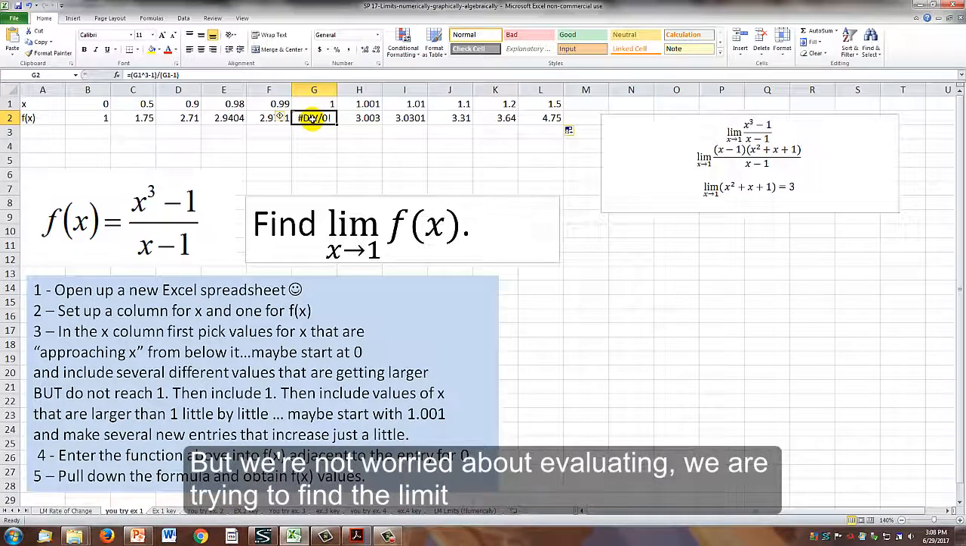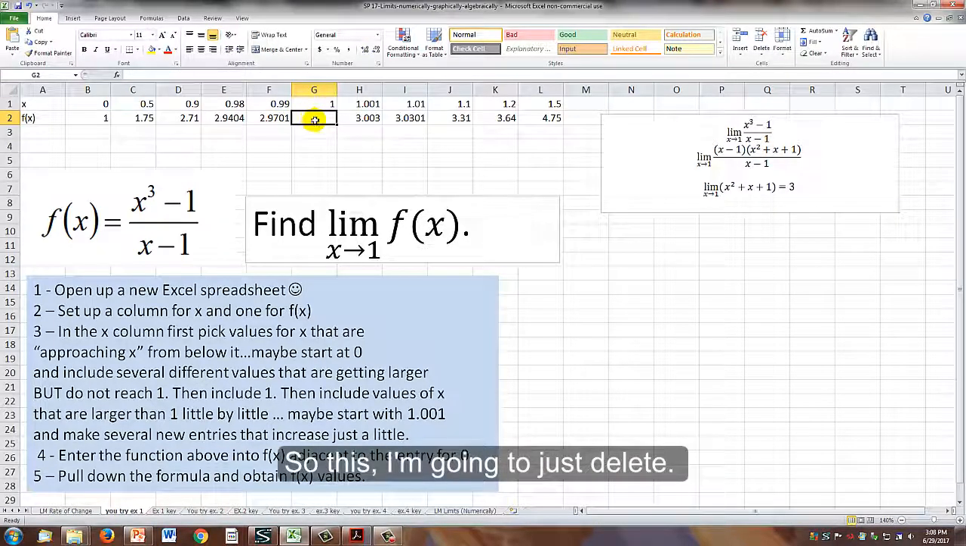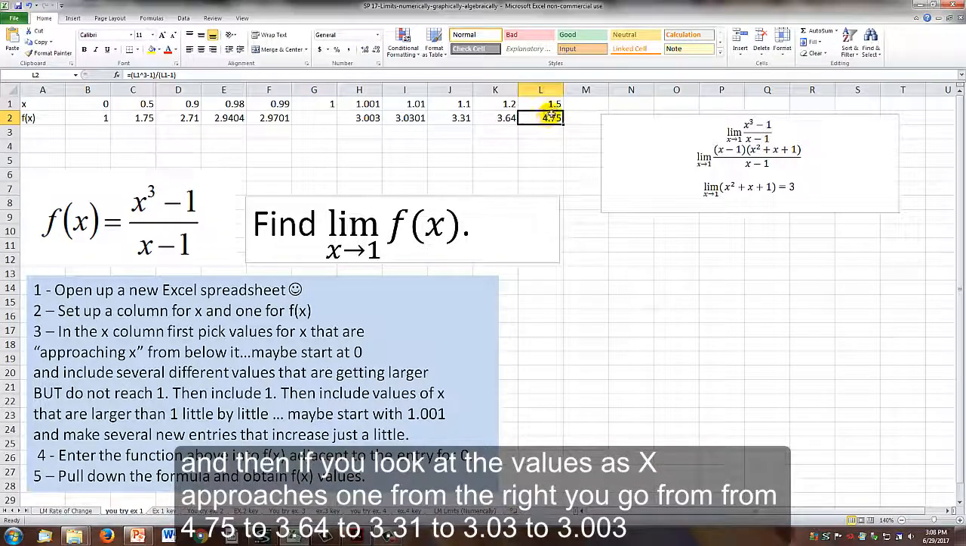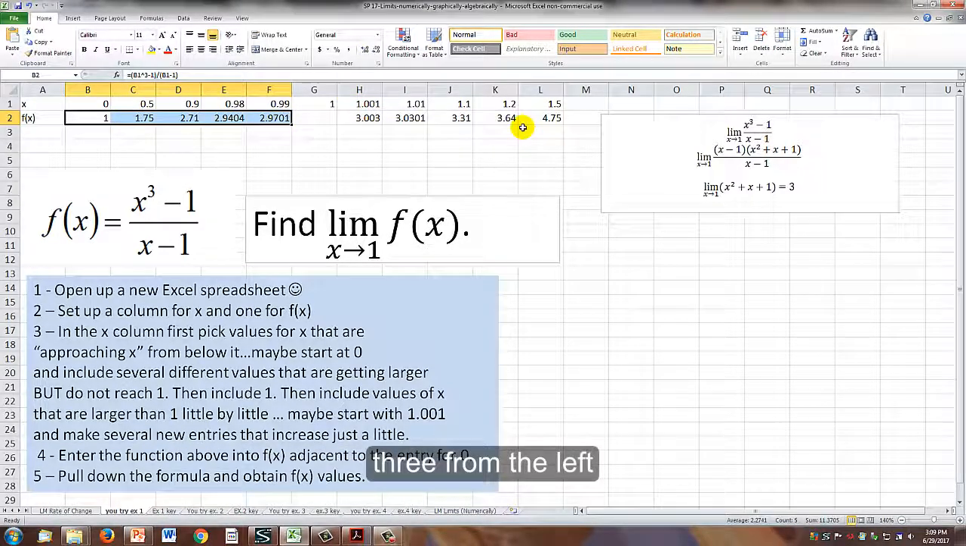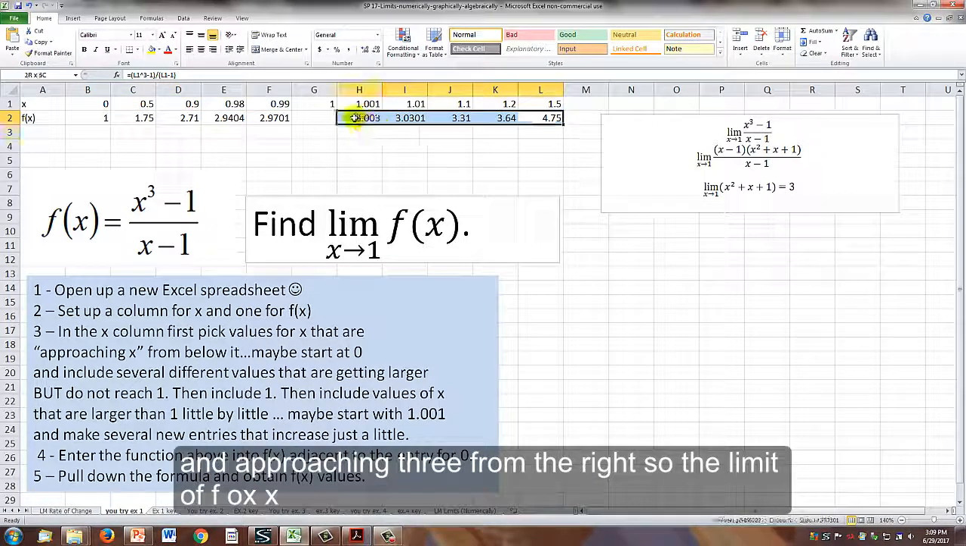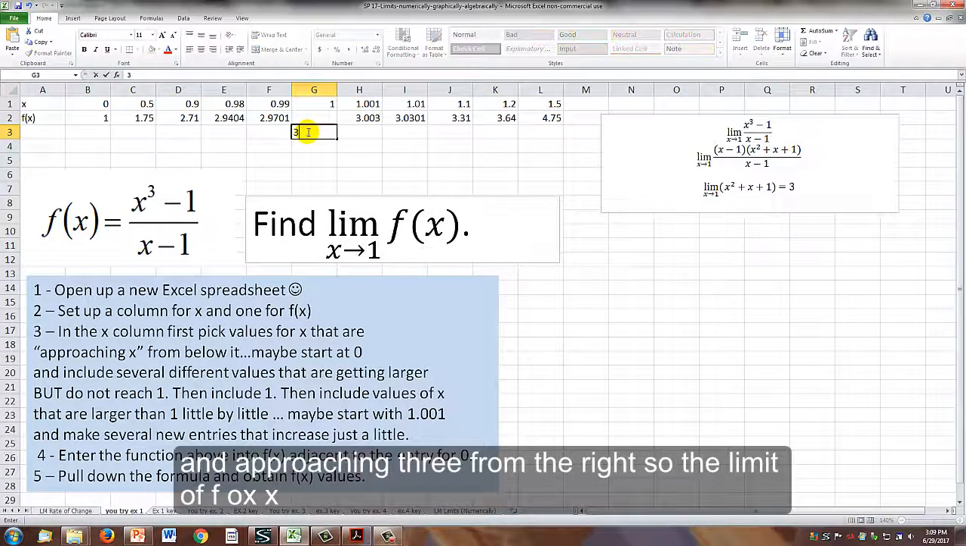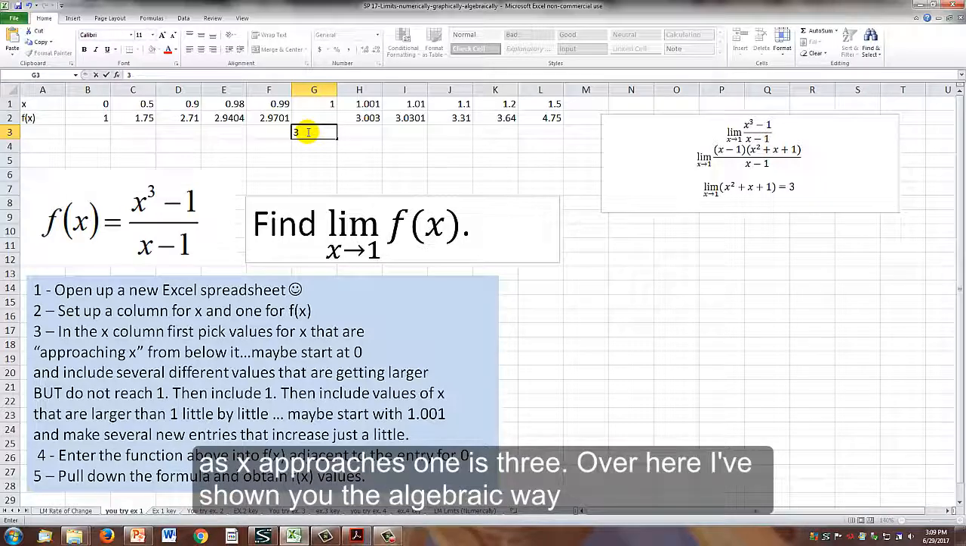But we're not worried about evaluating. We're trying to find the limit. So this I'm going to just delete. And then if you look at the values as x approaches 1 from the right, you go from 4.75 to 3.64 to 3.31 to 3.03 to 3.003. And so you can see how it's approaching 3 from the left and approaching 3 from the right. So the limit of f of x as x approaches 1 is 3.